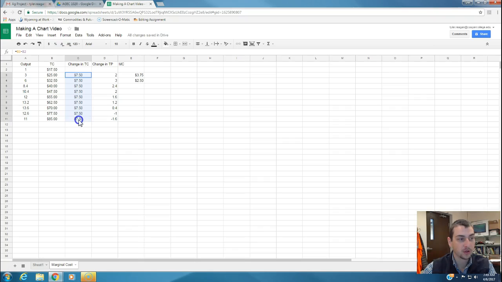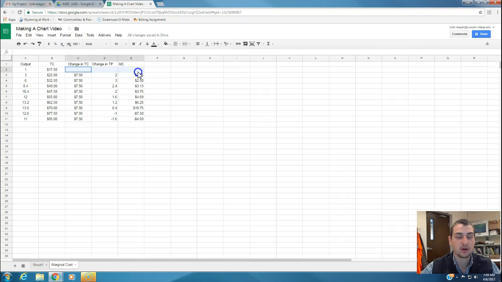Now all of these total costs are the same simply because of the way we have the equation set up. This may not always be the case. So you need to go through and calculate the change in total cost and the change in total product. Then you can come down and calculate all of the marginal cost. So that's essentially how you find marginal cost. It is the change in total cost divided by the change in output, or change in total product.